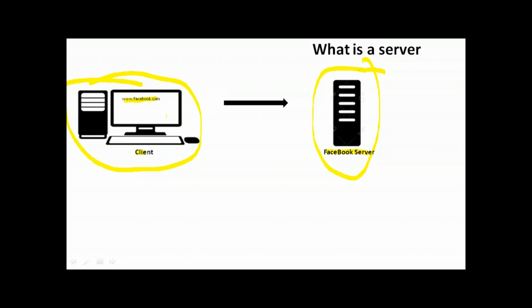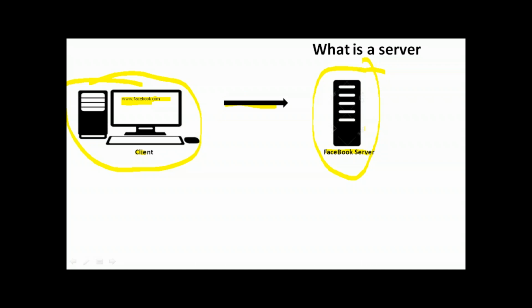So the guy who is using that Facebook application could be the client, but how will he use it? He'll use it through the browser. So typically, the browser is what we call a client. Now the client, which is the browser, is using facebook.com. So you typed www.facebook.com in your browser and clicked enter. Without your knowledge, internally what is happening? A request is sent to the Facebook server.